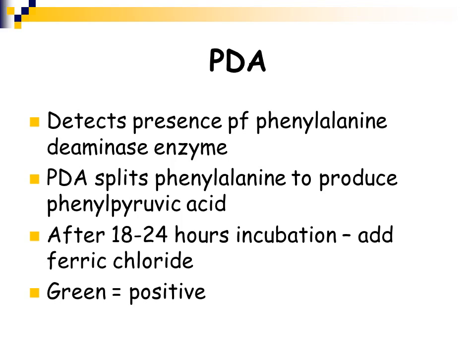PDA detects the presence of phenylalanine deaminase enzyme, and that enzyme splits phenylalanine into phenylpyruvic acid. So after an overnight incubation, you add a reagent called ferric chloride, and if the organism can produce phenylalanine deaminase, you get a green color reaction.